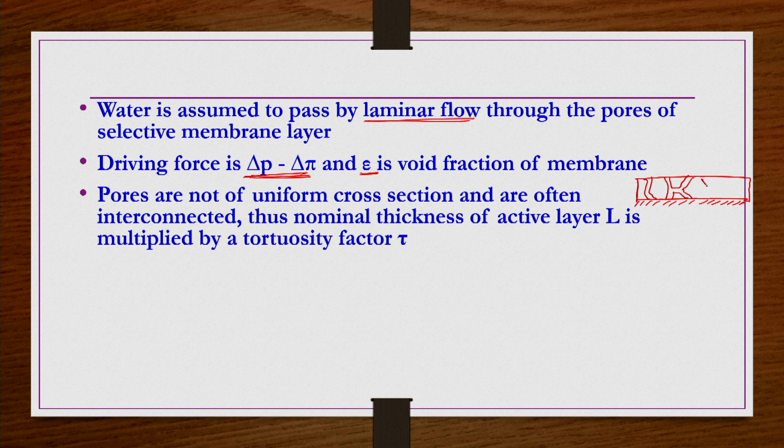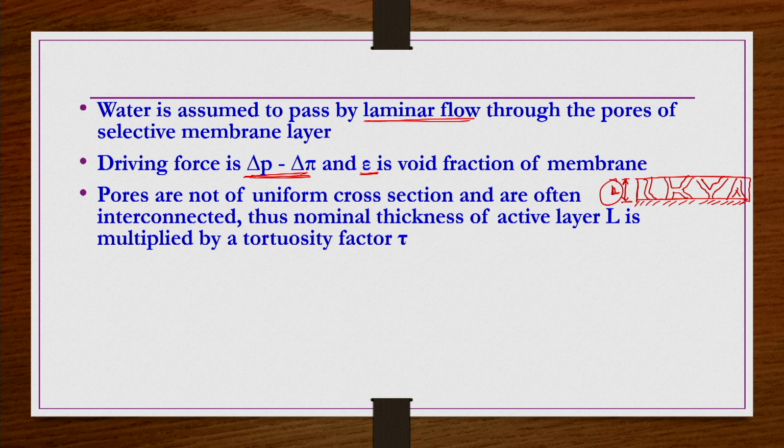So, they may have different degrees of interconnection, and then different levels of porous structures across the cross section. If this is the L of the membrane, across the cross section of this active layer, the path that the permeate molecule takes through the membrane is more than L, because the porous structure is not uniform like this.